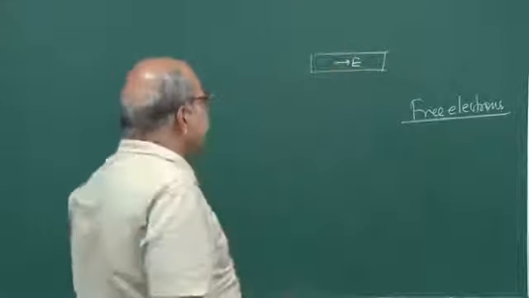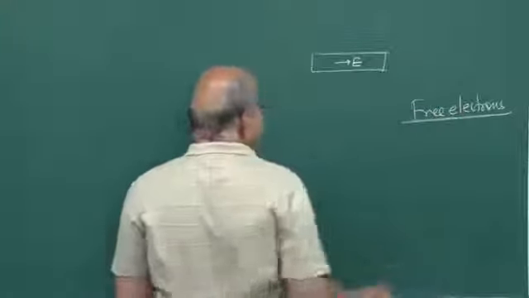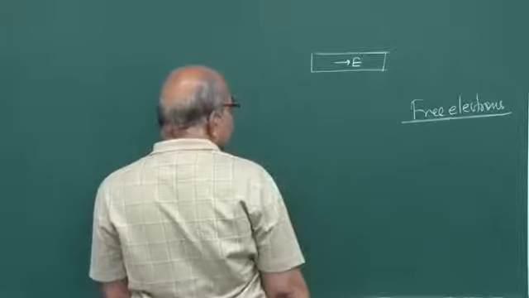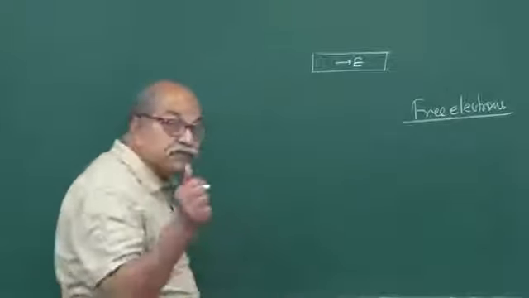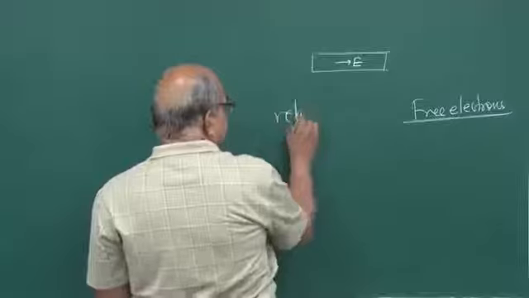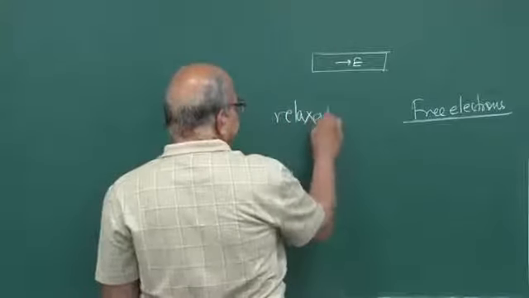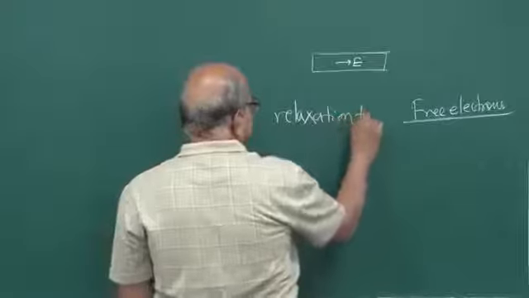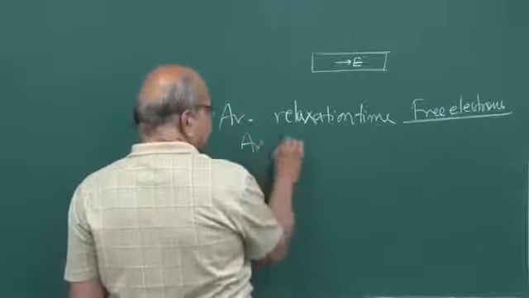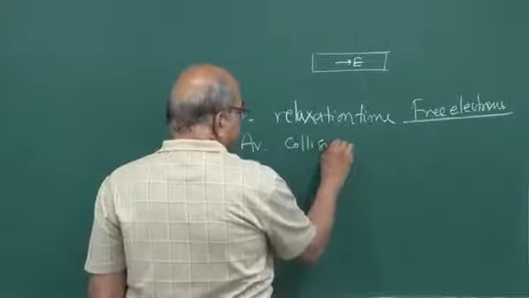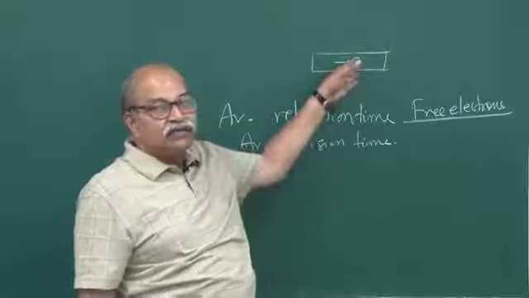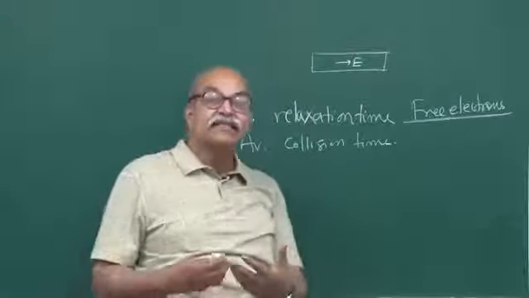But essentially the idea is that you have electrons which can respond to this electric field, and that creates some kind of a drift velocity. Okay, so you have a relaxation time or collision time, average relaxation time or average collision time, where the electron is moving, but after a certain time it gets scattered.